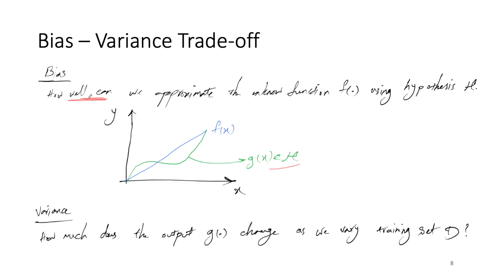How about variance? By using variance, we say how much the output g changes as we vary the training set D, right? So we are interested in the changes now. So now we use these two parameters in order to estimate how good a prediction model is.